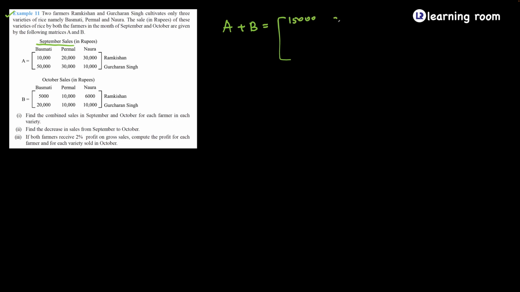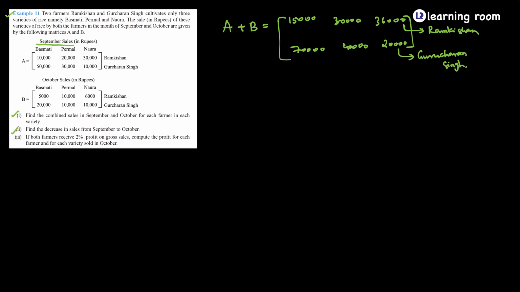15,000, 30,000. So 15, 30, it is going to be 36,000, right? Then it is going to be 70,000. Then it is going to be 40,000 and 20,000. Right, 20,000. Now, this is for whom? This is for Ram Kishan and this is for Guru Charan Singh, right?